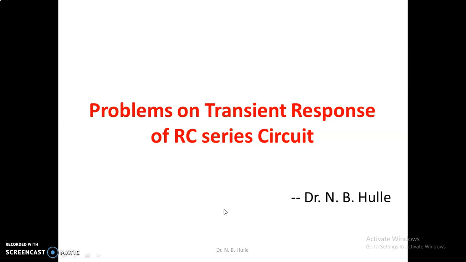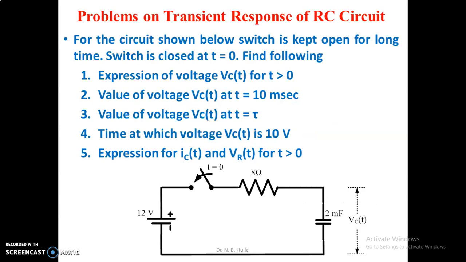In this video, we will try to understand the problems on the transient response of the RC series circuit. To begin with the first problem, here the statement is: for the circuit shown below, the switch is kept open for a long time. The switch is closed at t is equal to 0. Then find the following. First is the expression for voltage Vc of t for t greater than 0.